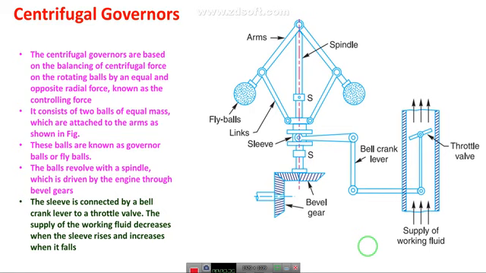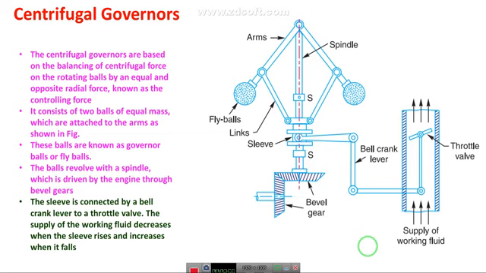The centrifugal governor is based on balancing the centrifugal force of the rotating balls by an equal and opposite radial force, which we call the controlling force. It consists of two balls of equal mass, which we call governor balls or fly balls. These balls revolve with the spindle, which is driven by the engine through the bevel gear.